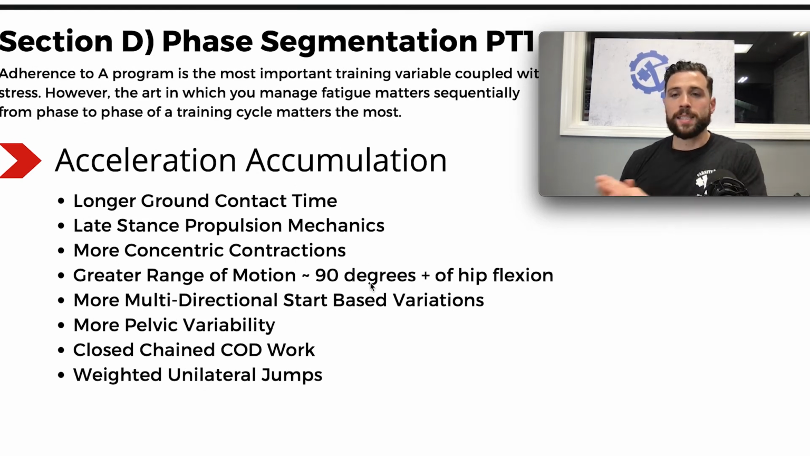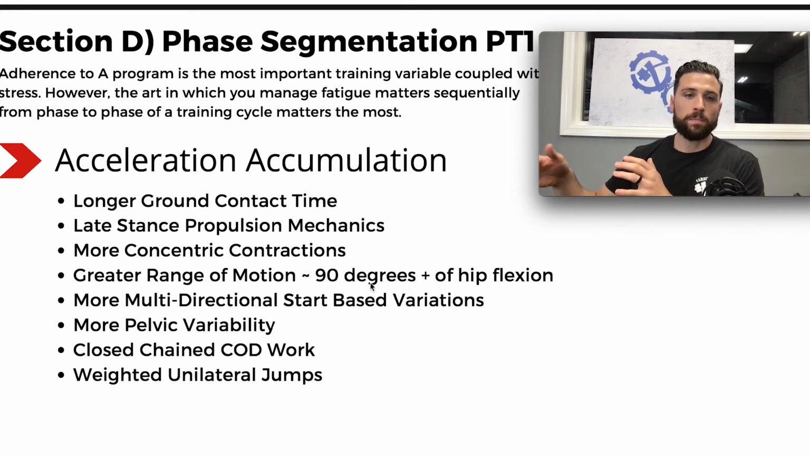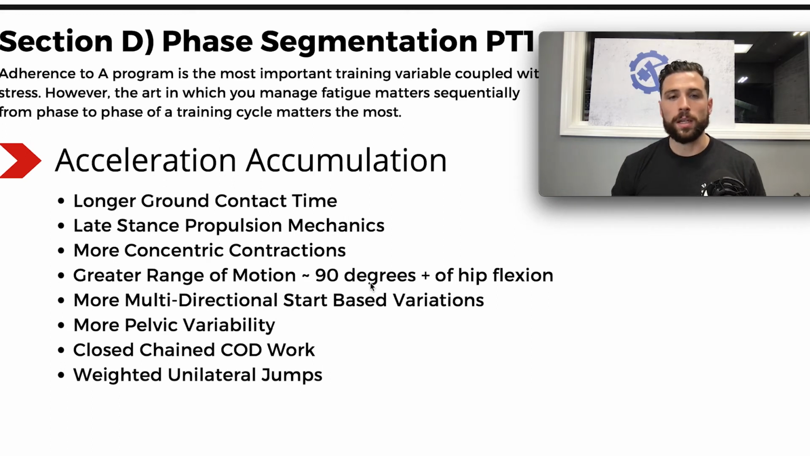Moving on to phase segmentation of the sprint. Now we are going to deep dive into what happens in each phase. So we know there's 3 of them: acceleration accumulation, power intensification, and absolute speed realization. During acceleration accumulation, here's what we know: the longest ground contact times, because of the kinematic position of my body.